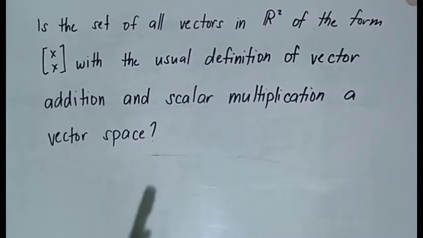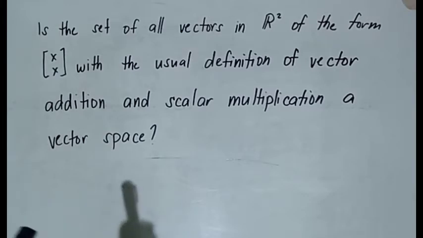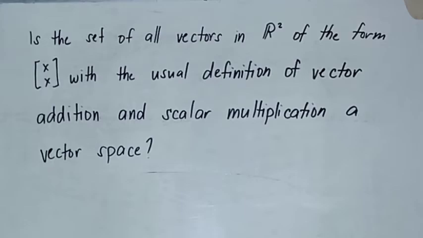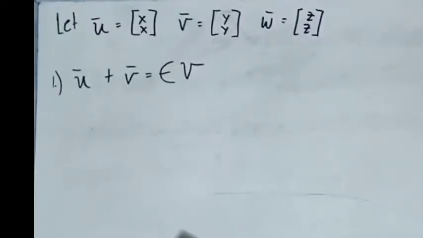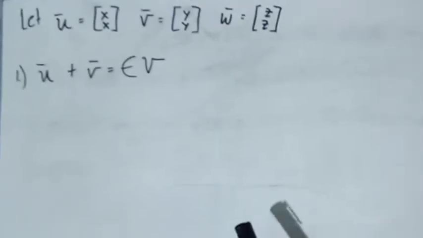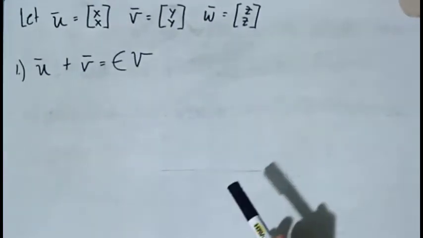So let us have an example. Here we're going to prove if the set of all vectors in R2 of the form (x, x) with the usual definition of vector addition and scalar multiplication is a vector space. In your module, you have the properties of a vector space, so we're going to use those to prove it. We will let vector U be (x, x), vector V be (y, y), and vector W be (z, z).